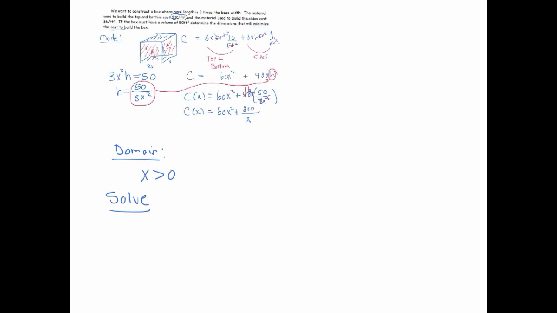All right, so we need to take the derivative of this function. Again, I would recommend writing this as 800 x to the negative 1 when it comes time to take the derivative. So c prime of x would be 120x minus 800 x to the negative 2. And for critical points, I'm going to set that equal to 0.